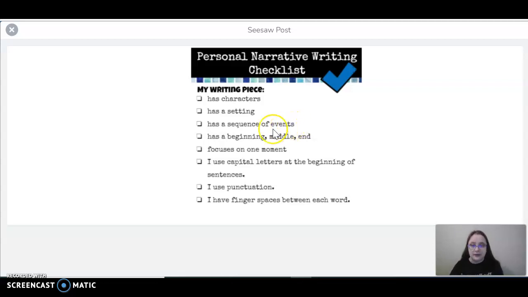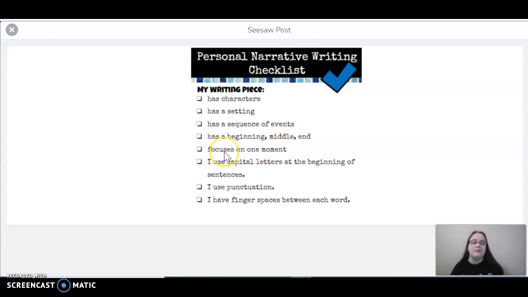And on top of that, you have a beginning, middle, and end. That's our next one. So you have something that happens in the beginning. So like Miss Greathouse got her tree and ornaments ready. You have something that happened in the middle. We decorated the tree. And then you have something that happens at the end. My tree is finished. Ta-da.